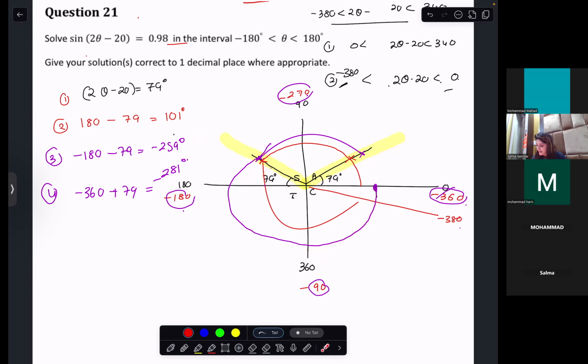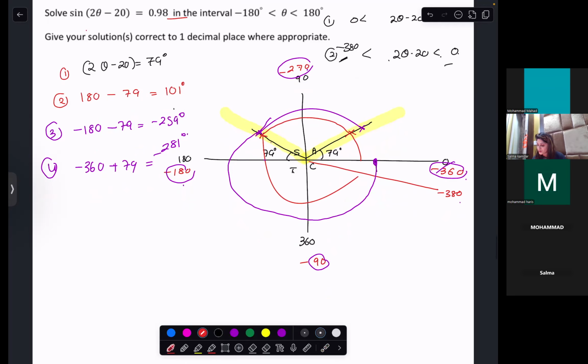Now I'm going ahead. My hit is over here. It's minus 270 and I am stopping over here. I need this click over here. So I am not going to do 360 plus 79. I will take it to minus 360 and I'm going to add the 79. So it's going to be minus 360 plus 79.